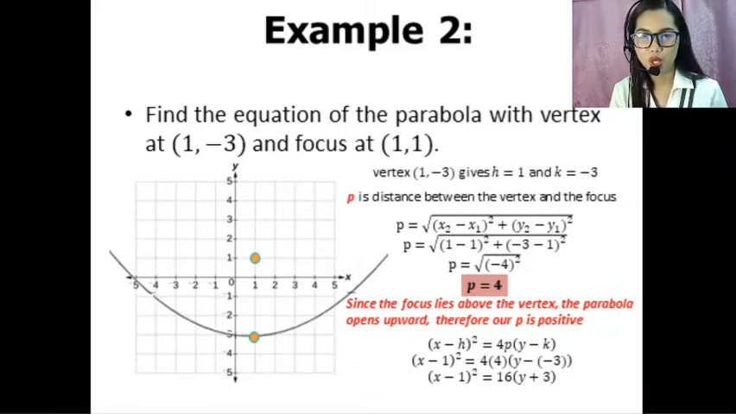Okay? Do you have any questions for examples 1 and 2? Okay. Next, we proceed to example number 3.